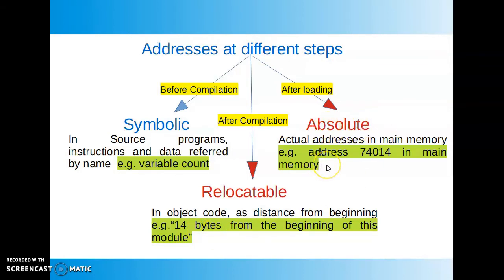Finally, when this instruction or data item is placed in the memory for execution, then actual physical addresses are allocated to it and it is known as absolute address. So absolute address will be the actual address assigned to the particular instruction or the data item and which will be used by CPU for further execution. So three types of addresses: symbolic in source program, relocatable, they are the distance from the beginning and they are generated after compilation, and absolute addresses are the actual physical addresses which are the addresses used in main memory and they are referred to by CPU.